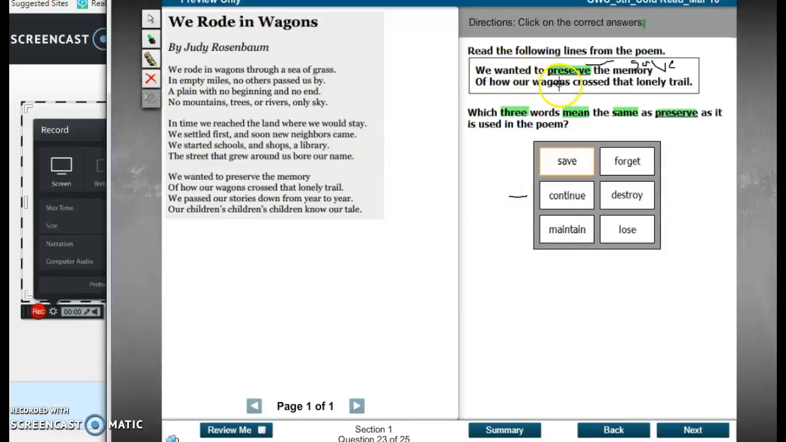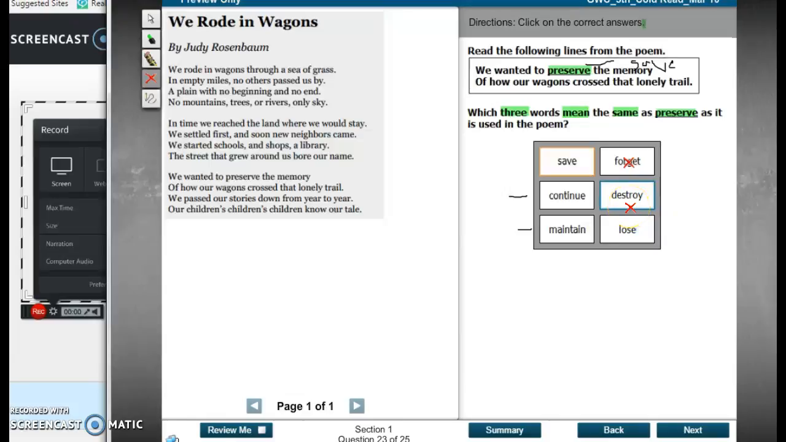Maintain. We wanted to maintain the memory of how our wagons crossed the lonely trail. Well, if you maintain something, you're kind of saving it, you're continuing it. I'm thinking we have our three, but let's make sure. Forget. So we wanted to preserve the memory. This says we wanted to forget the memory. Those are complete opposites. They were asking for antonyms. I would choose that, but they're not asking for antonyms.